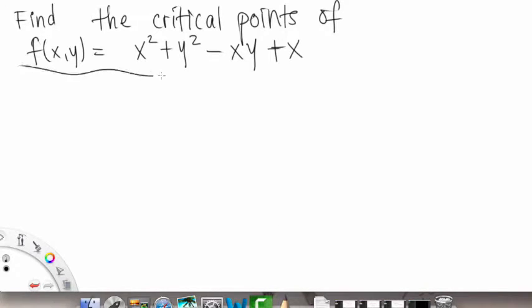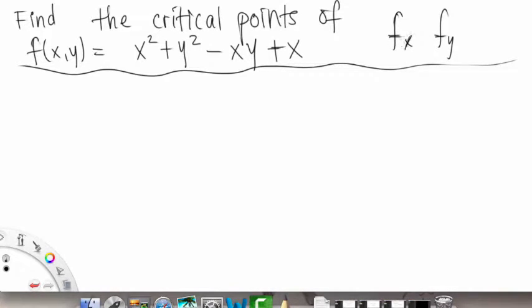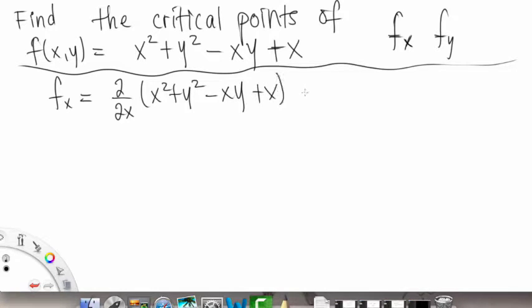So a critical point occurs when both our f sub x and f sub y are each either 0 or undefined, or do not exist, right? So first of all, let's find out what is f sub x. That's going to be the partial with respect to x of x squared plus y squared minus xy plus x. If we take that partial derivative, we're going to get 2x minus y plus 1, okay?